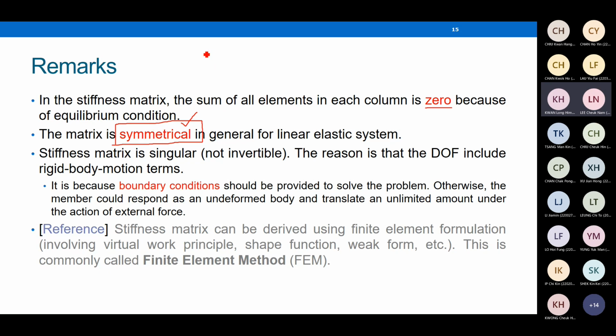What is a symmetric matrix? Given a matrix, we have a diagonal line right here. A symmetric matrix means you can flip one corner to the other side to reproduce the whole matrix, which means symmetrical.